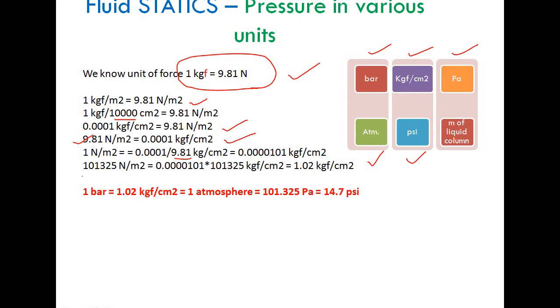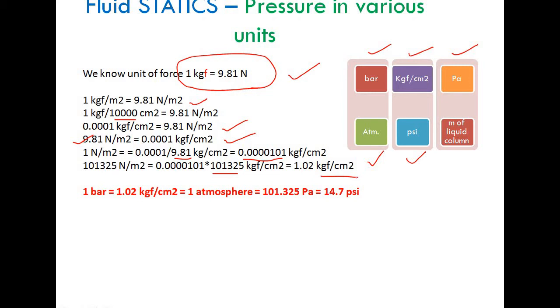But we know that 1 bar is 101.325 Newton per meter square. Or you can multiply this value into 101.325, then you are getting this equal to 1.02 kilogram force per centimeter square. Okay, I think it is clear.